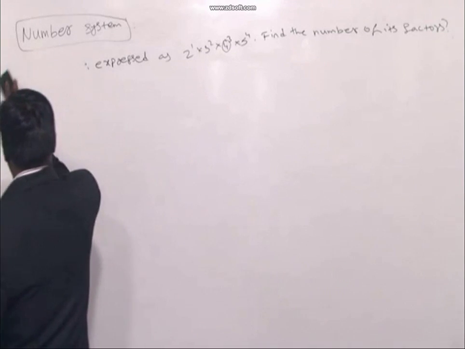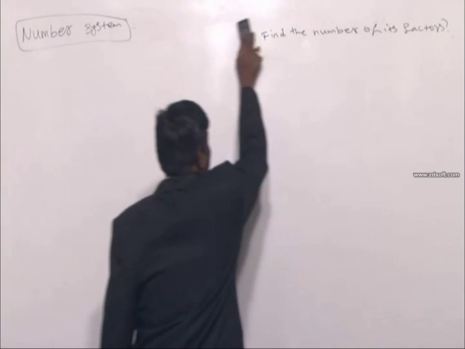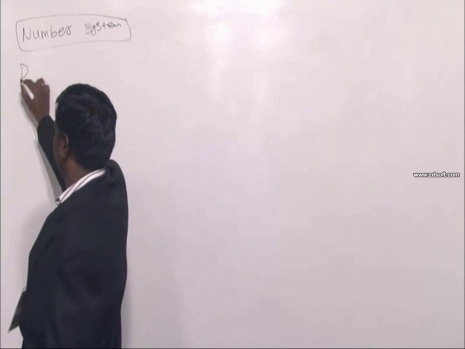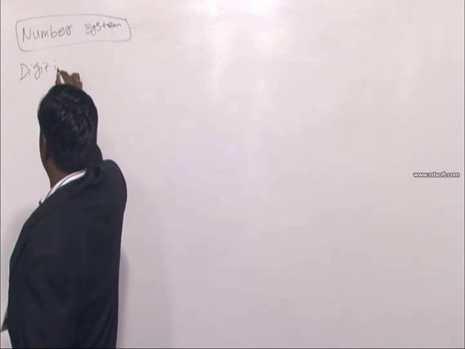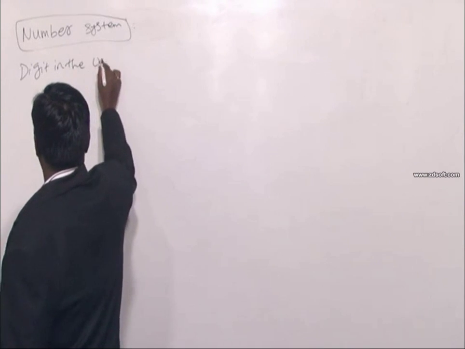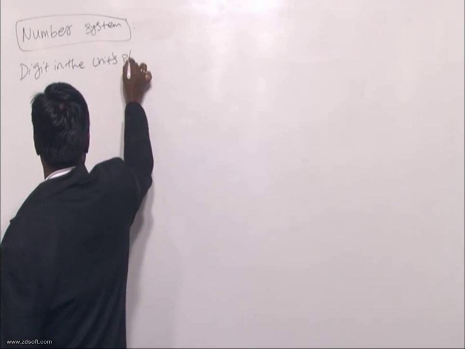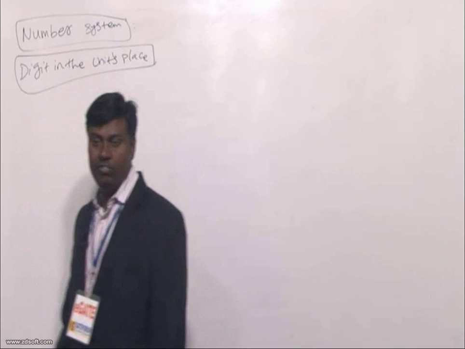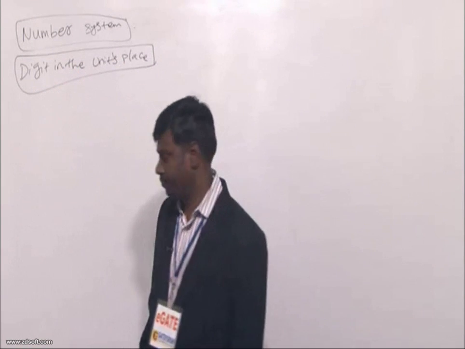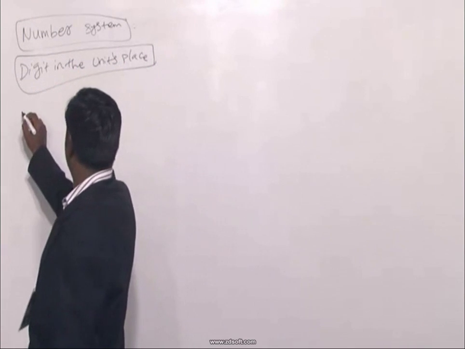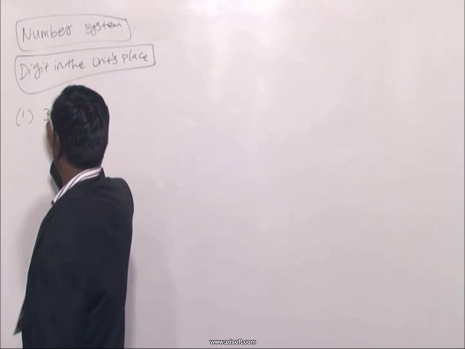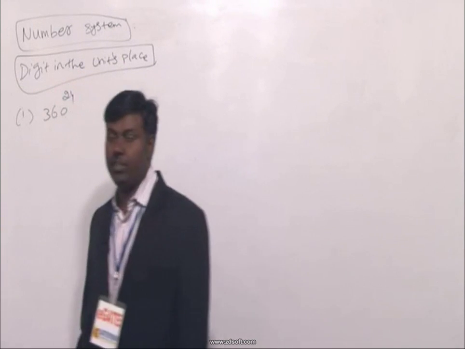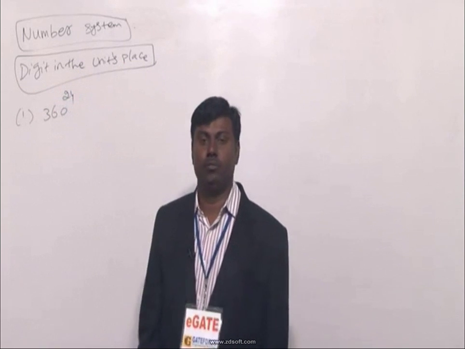Next, find the digit in the units place. Find the digit in the units place of 360 power 24. Try this problem.